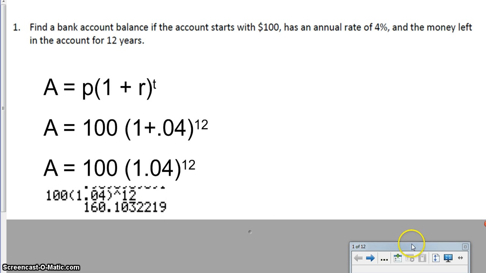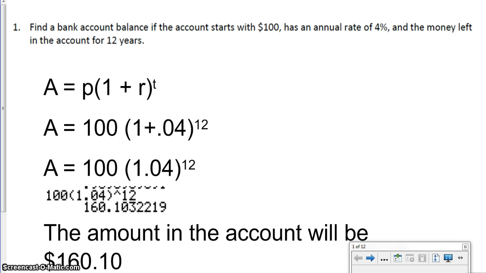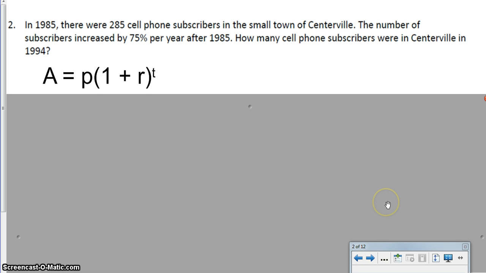160.103229. And basically what you need to remember with that is this: the amount in the account after 12 years will be $160.10. What about this one?